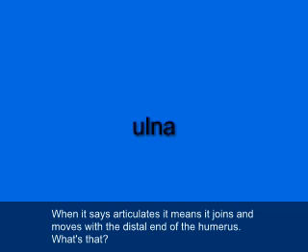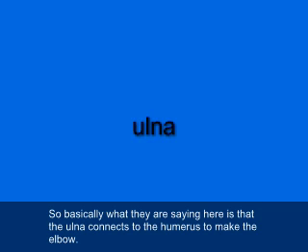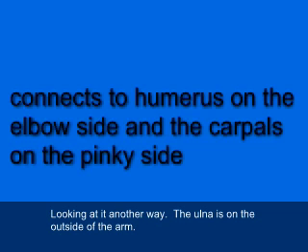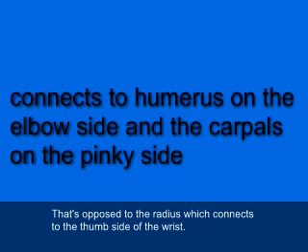And when it says articulates, it means it joins and moves with the distal end of the humerus. What's that? Well, that's the far end of the humerus, which is the upper arm. So basically what they're saying here is that the ulna connects to the humerus to make the elbow. Looking at it another way, the ulna is on the outside of the arm. It is connecting with the elbow and the pinky side of the hand or the wrist. That's as opposed to radius, which connects with the thumb side of the wrist.